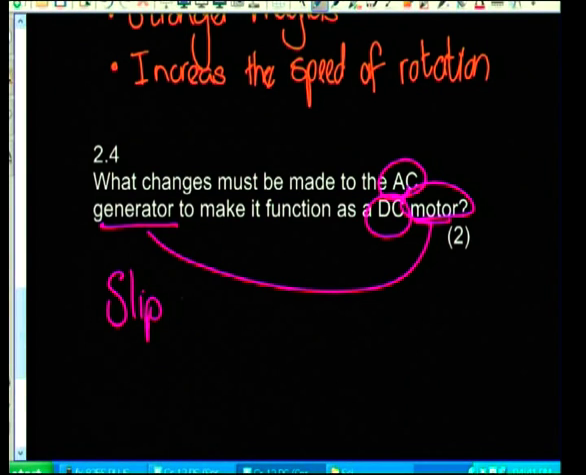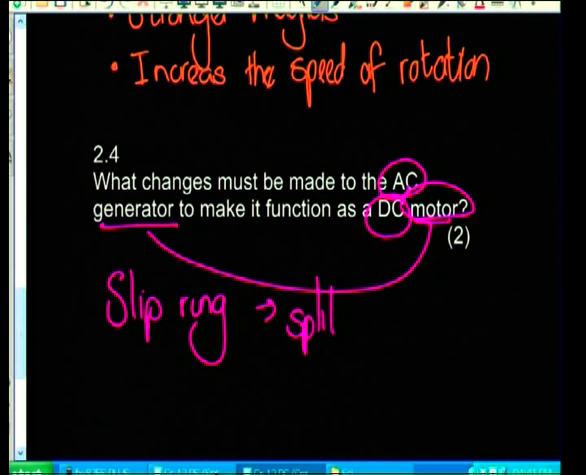First of all, how do we change between AC and DC in both a generator and a motor? We go from a slip ring to a split ring. So we say first we need to change from a slip ring commutator to a split ring commutator. First thing, if it was just changing an AC generator to a DC generator, question answered.